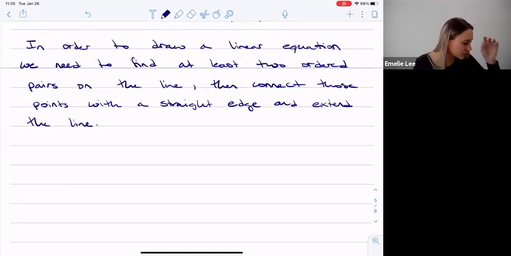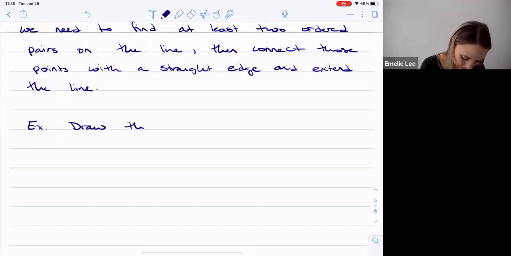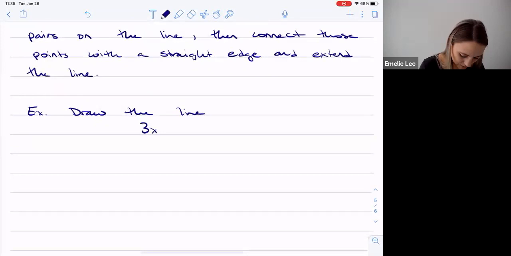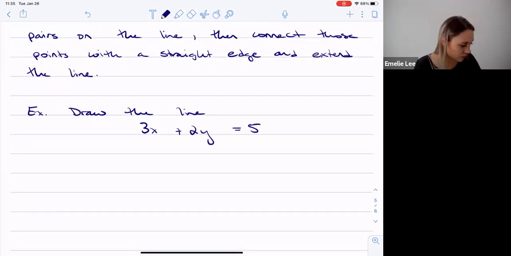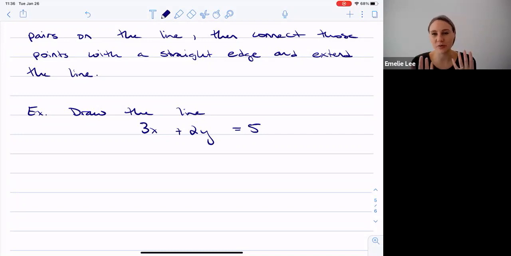What if we had to draw something like, for example, the line 3x plus 2y equals 5? To draw this line, I won't be able to test you on whether you can draw a line, but it is going to be really useful later on. I know you have to take statistics, so you'll need to know how to draw a straight line then, and it'll be really good to know in general. It's not something I'll be able to test you on, but I can try, though it's going to be hard.